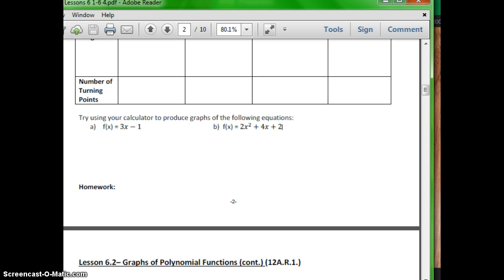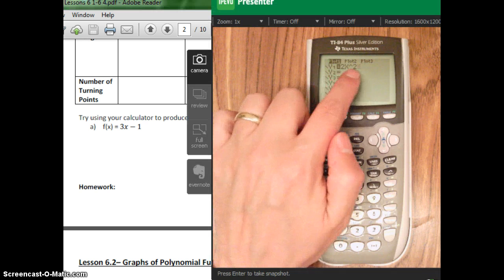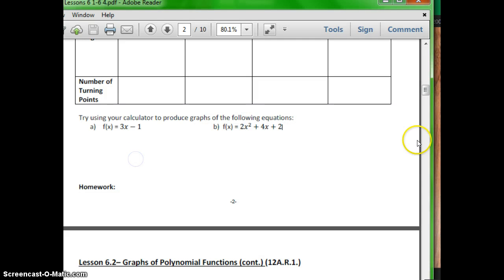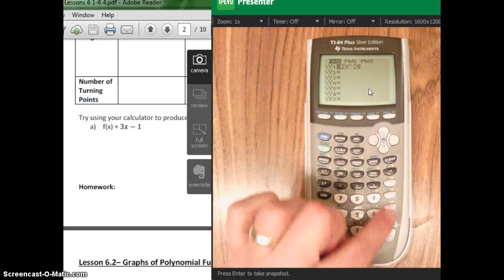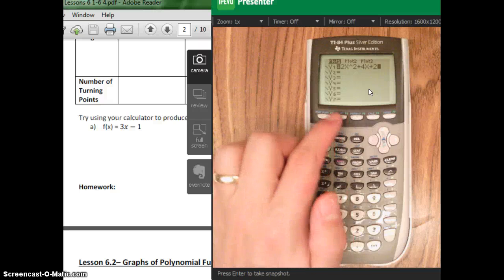Go. Okay, welcome back. Here I'm starting to type in the function right there. This is 2x squared. This is how I'm going to write an exponent. So this is y equals 2x squared plus 4x plus 2. Let's take a look at the graph.